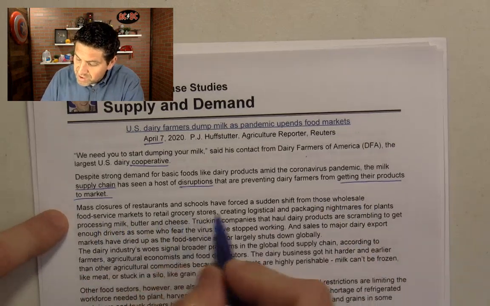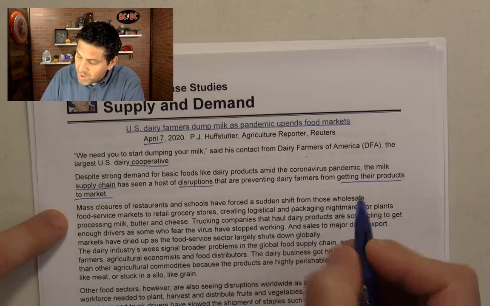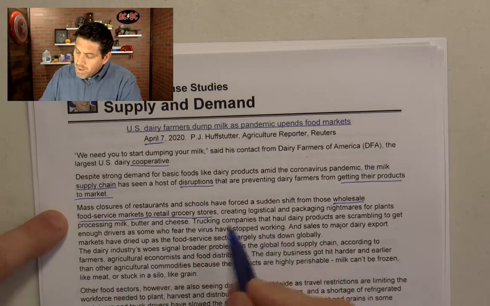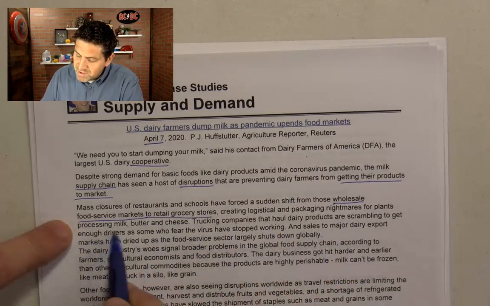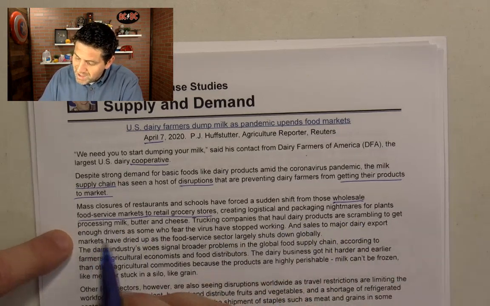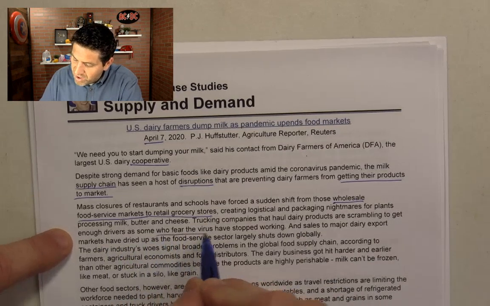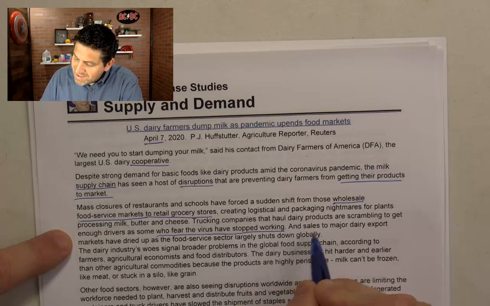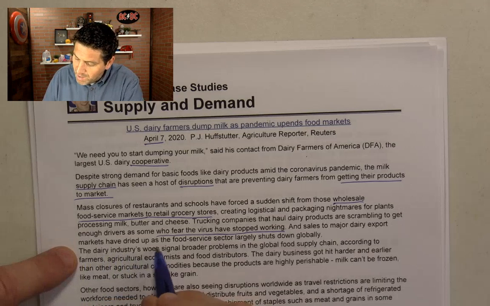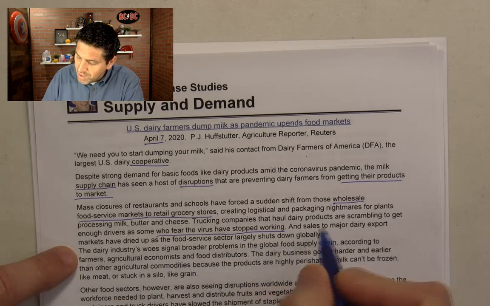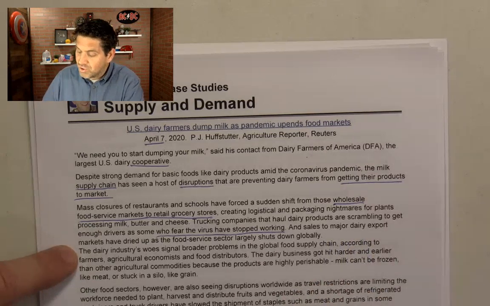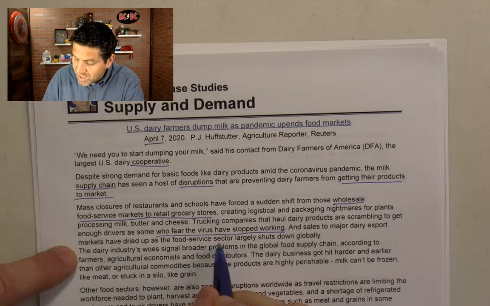Mass closures of restaurants and schools have forced a sudden shift from the wholesale food service market to retail grocery stores, creating logistic and packaging nightmares for plants processing milk, butter, and cheese. Trucking companies that haul dairy products are scrambling to get enough drivers, as some who fear the virus have stopped working. And sales to major dairy export markets have dried up as the food service sector largely shuts down globally. This is talking about international trade: there's no international demand for milk because food sector markets are closing.